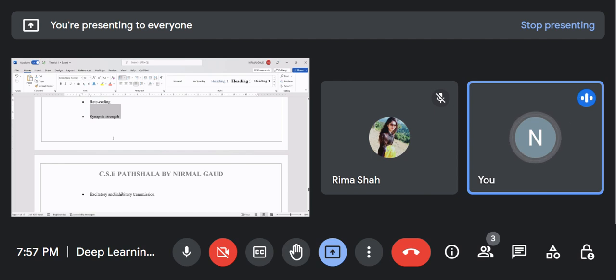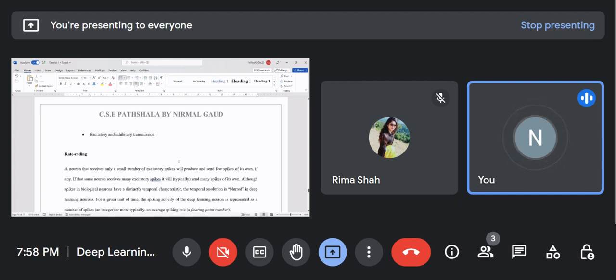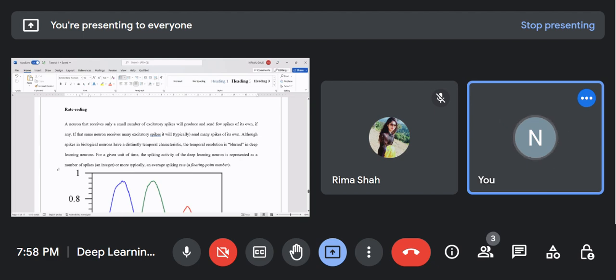We have already talked about the generation of energy in the neurons with the help of signals, and then the transmitting of that energy in the form of signals to another neuron. So there are some basic definitions, some basic concepts which we need to further study in the case of biological neurons. They are rate coding, synaptic strength, and excitatory and inhibitory transmission. So what are these? Let us study them one by one. First is rate encoding.